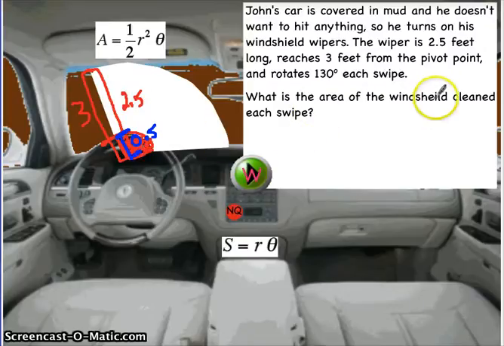Well, what's the area the wiper actually cleans with each swipe? If we take the entire sector, the white plus the red, and we subtract away the red, that should be one way to find just the white portion, just what it's cleaned off.